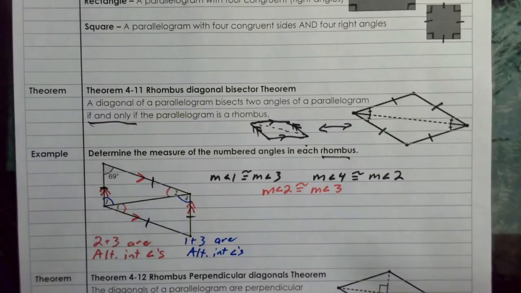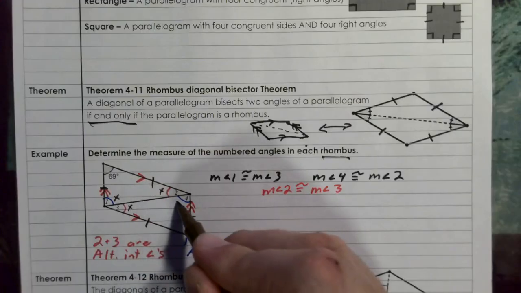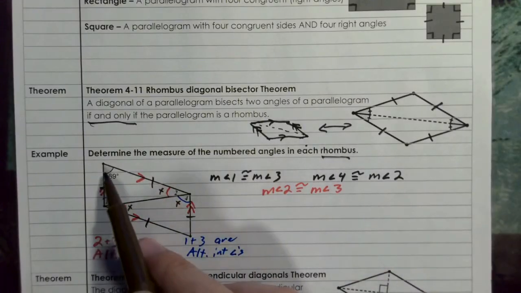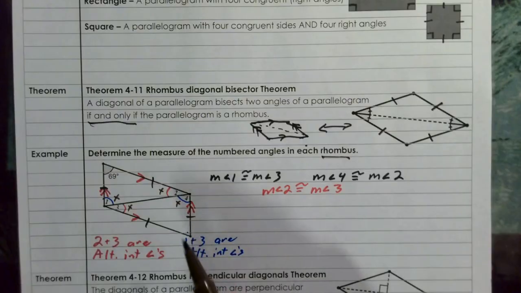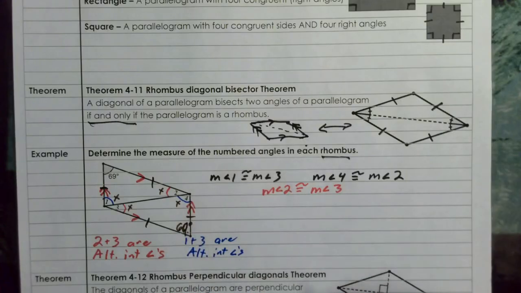So keep in mind, as you're dealing with a rhombus, it still has all the properties of a parallelogram where you've got those alternate interior angles. So we can say that all of these values are the same. So why don't we just keep it easy and call it x? So x, x, x, x. We also know that since this is a parallelogram, these two angles have to be the same. So this one's also 69 degrees.